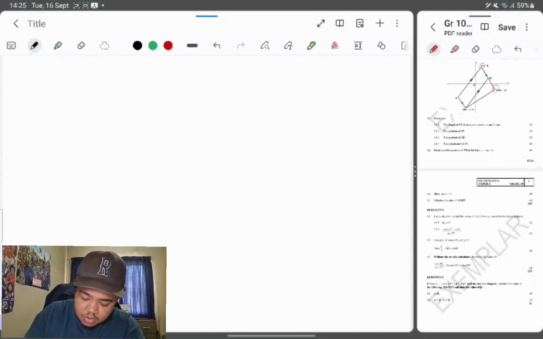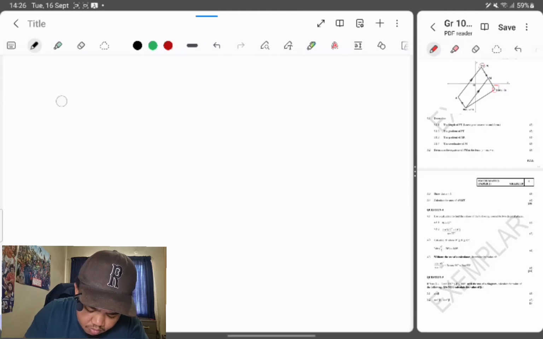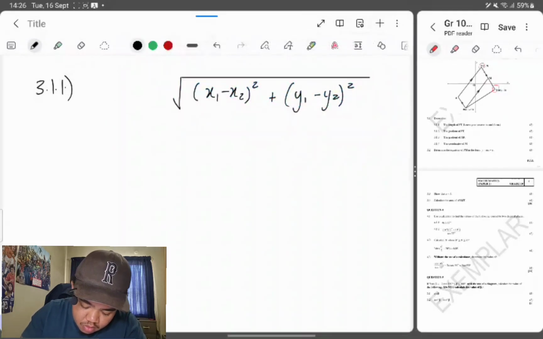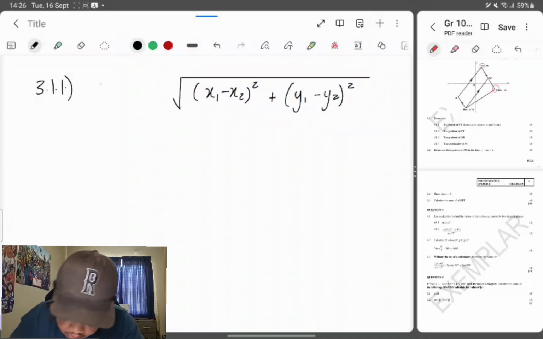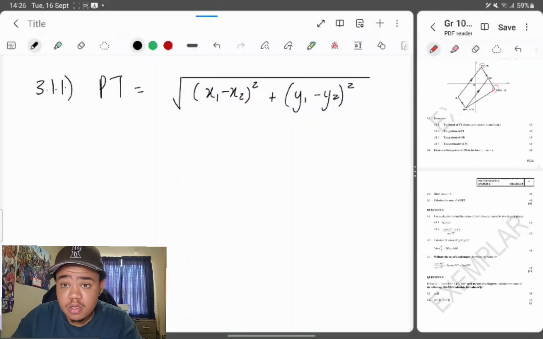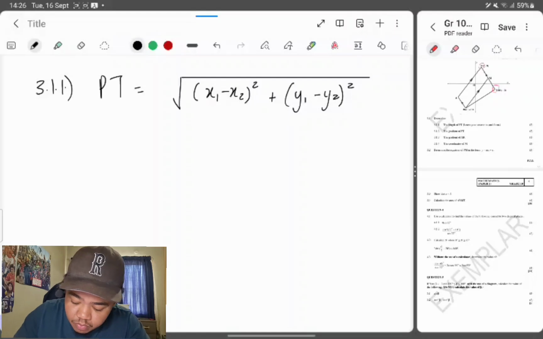This is for question 3, 3.1.1. Okay, distance of PT. There's your distance formula. Now you have to substitute.